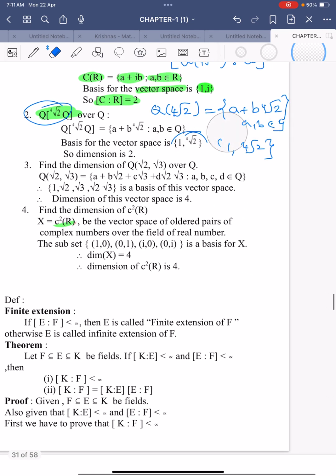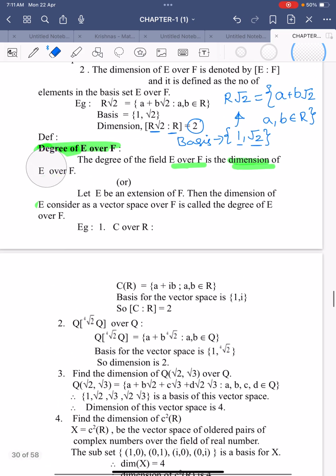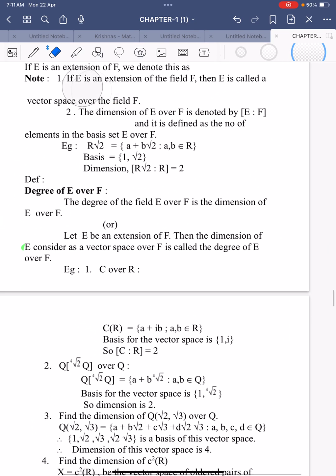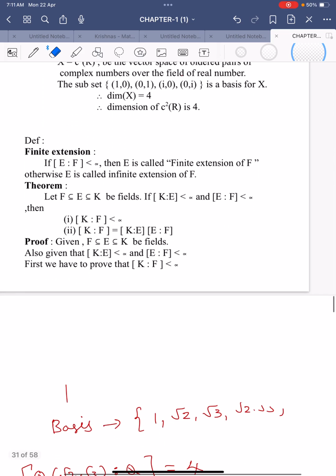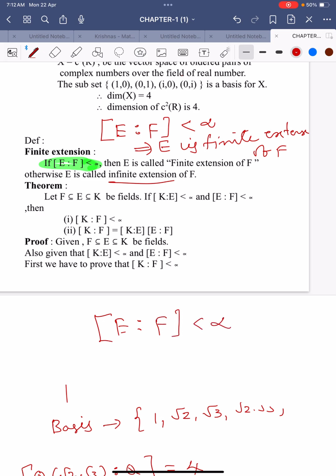Now we learn one very important theorem that depends upon these extensions. Before that, let us see the finite extension. Extension means that the field is a superfield or subfield. If the dimension of the field E over F is less than infinity, then we say that E is called a finite extension of F. Otherwise, we say it is an infinite extension.